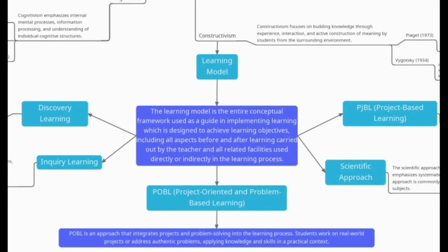Learning model. Learning model is the entire conceptual framework used as a guide in implementing learning, which is designed to achieve learning objectives, including all aspects before and after learning, carried out by the teacher, and all related facilities used directly or indirectly in the learning process. Learning model divided into 5 parts.